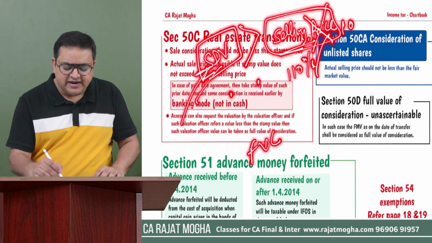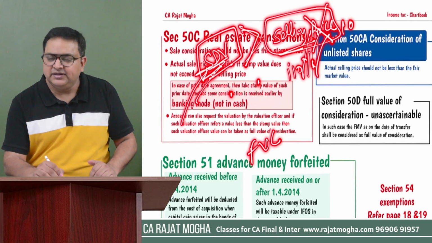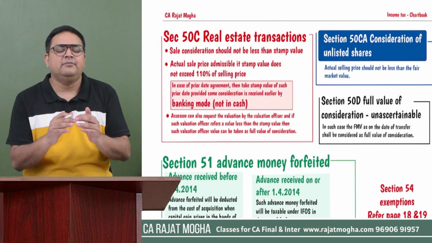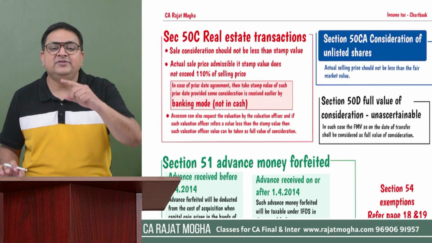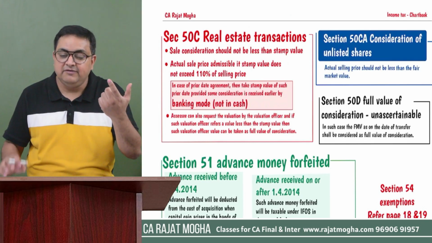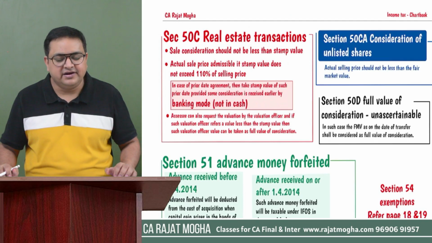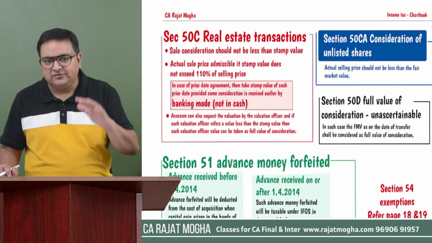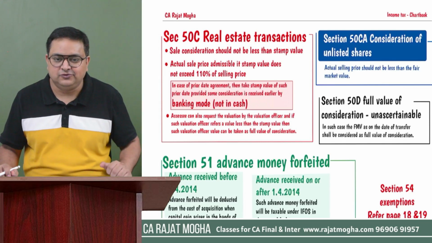If the variation is not more than 10%, that is, after adding 10% or taking 110% of the selling price, the SDV is not more than that amount, or is exactly that amount, then you can take the actual selling price as the full value of consideration. But if the SDV is more than 110% of the selling price, then you have to take the SDV as the full value of consideration, minus expense on transfer, minus cost of acquisition, cost of improvement, as the case may be. And if it is long term, you have to do the indexation also.